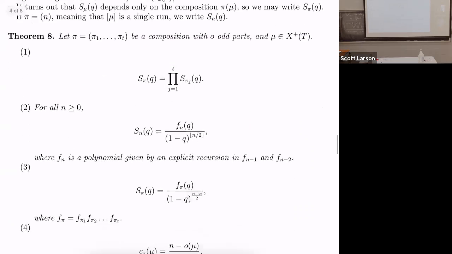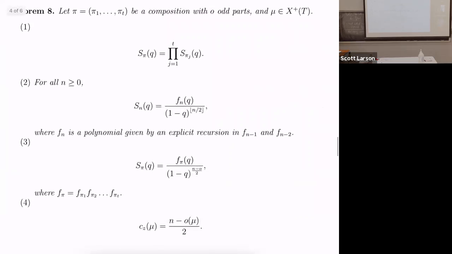Here are some formulas basically for that. S pi of q is the product over the parts of pi of S pi j of q. So in fact, it doesn't just depend on the composition, it only depends on the associated partition of n. Doesn't matter what order they're in. If you just have a single run, then S n of q is some polynomial F n of q divided by 1 minus q to the 4 of n over 2. And F n is some polynomial given by an explicit recursion formula, we could solve that. Didn't need it, but we did.